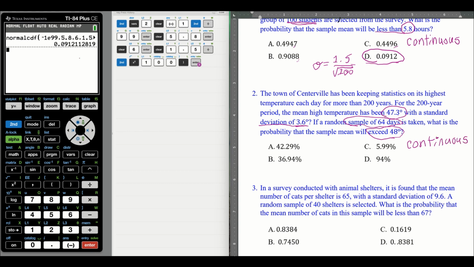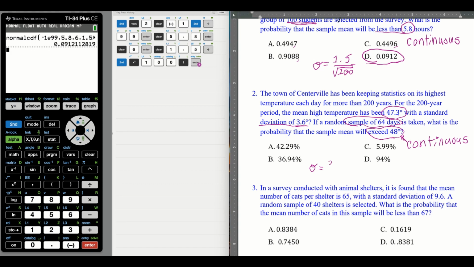We know that that's continuous. Okay, do we need to adjust? No. And note that it is exceeding. However, our population sample is less than the 100. So we need to adjust. So we adjust our deviation.